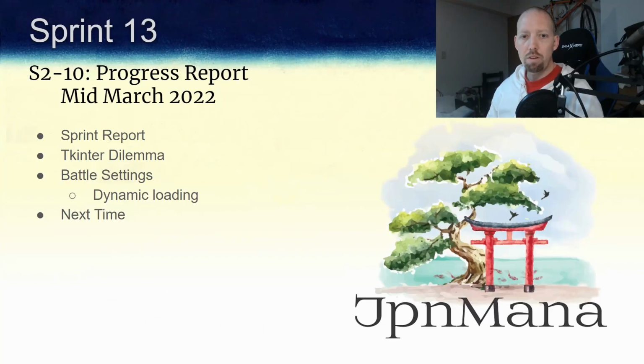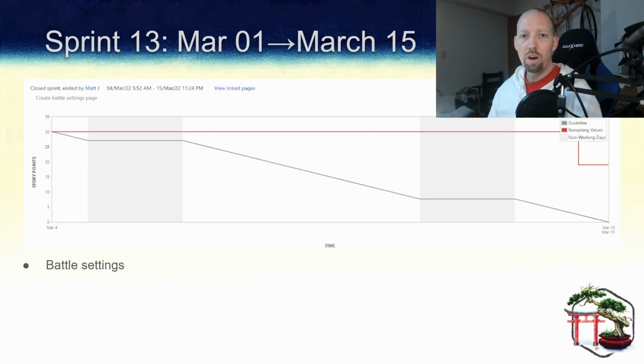All right, Sprint 13 recap. We'll talk about the sprint report, a dilemma I'm facing with Tkinter, and the main topic of the day, battle settings. Well, ticket completion's looking a little sparse. Long story short, I forgot to update Jira throughout the 2-week sprint. Moving on. Tkinter's good, but it's not great.